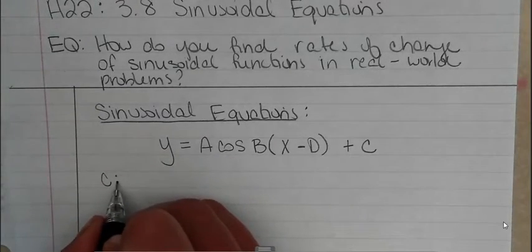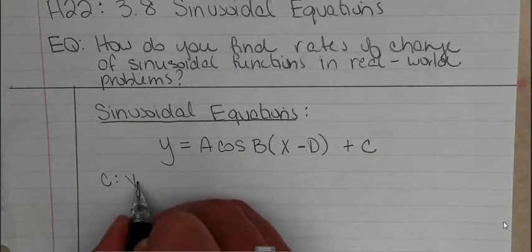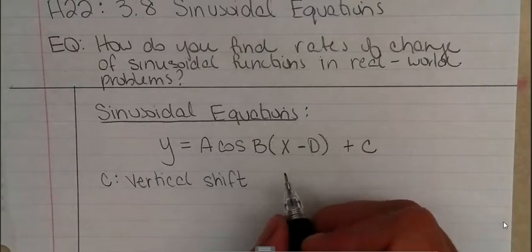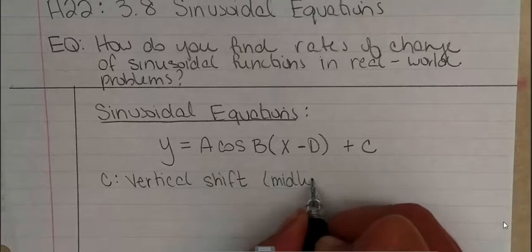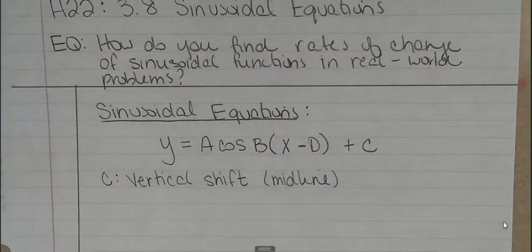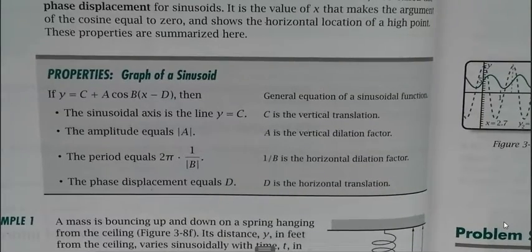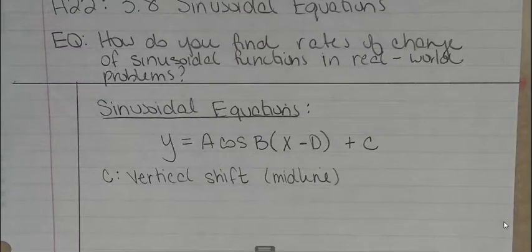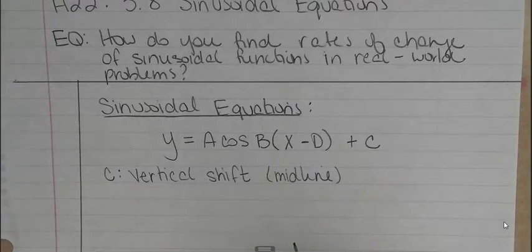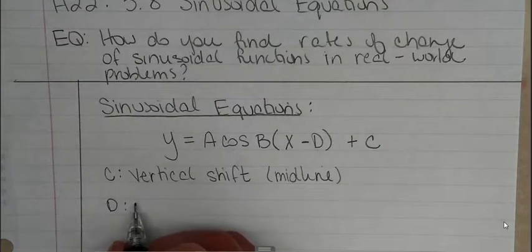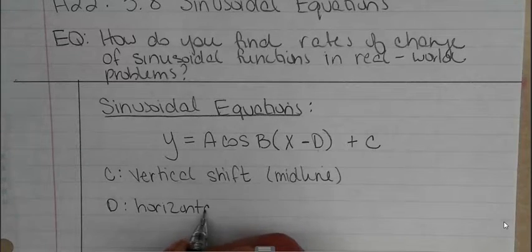So first of all, starting with c. C is your vertical shift. Another way that we've referenced this before is maybe the midline. And your book has all of this written out on page 110, and they call it the vertical translation. Vertical shift, vertical translation, same thing. All right, so your d, hopefully this looks familiar. Your d then is your horizontal shift, or your horizontal translation.